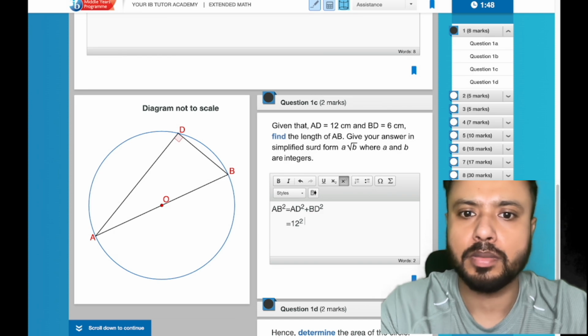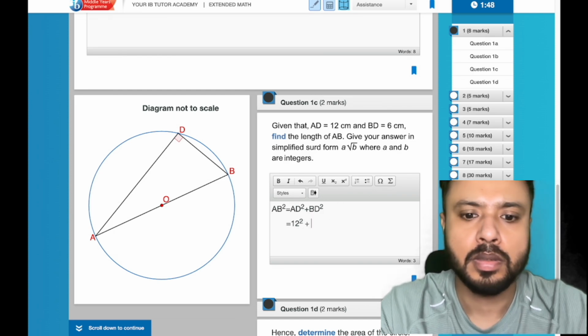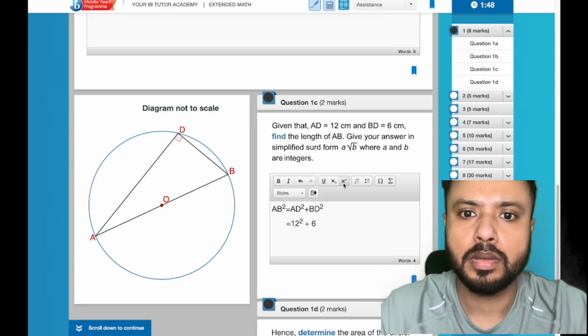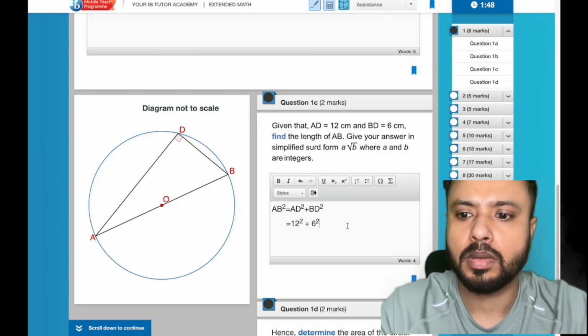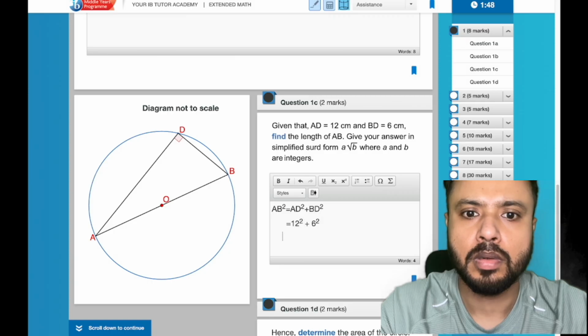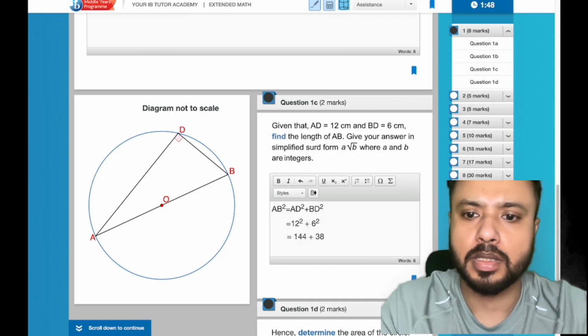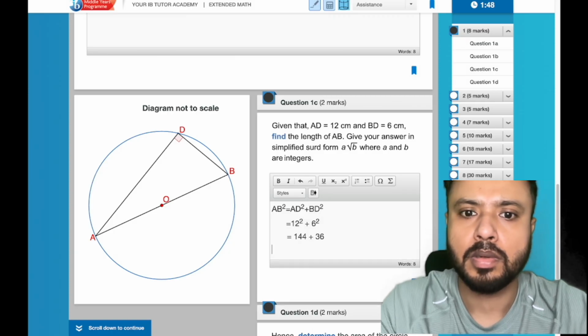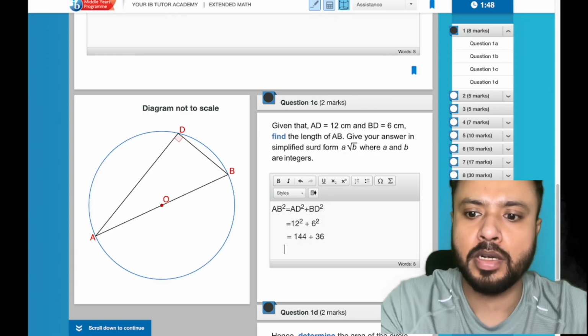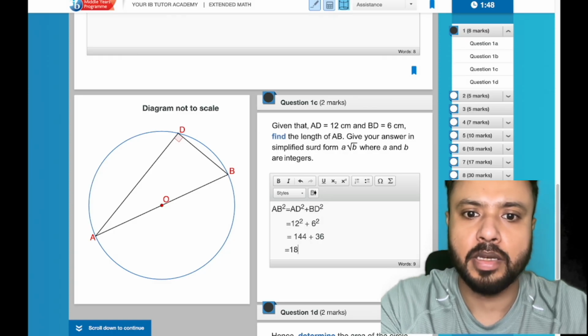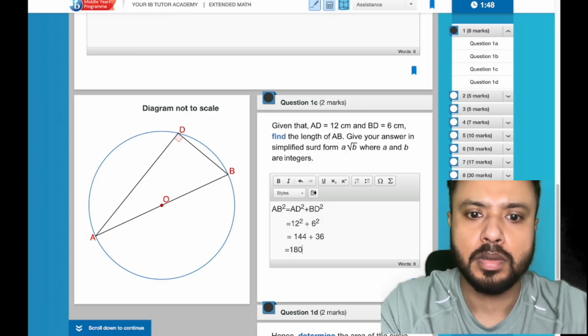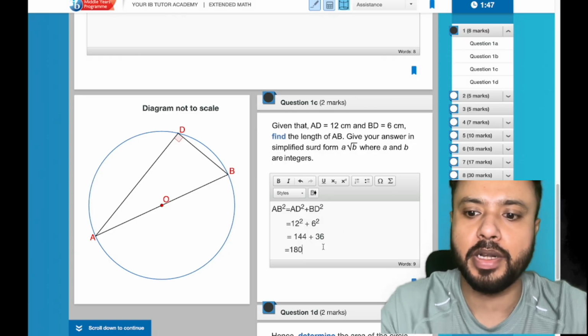plus 6 squared, which is basically 144 plus 36. So when you add it, you will get 180 centimeters squared. So this is basically the AB squared value, 180.